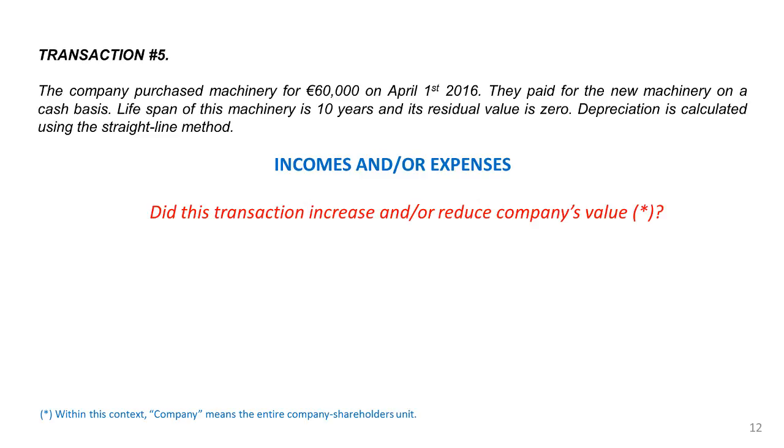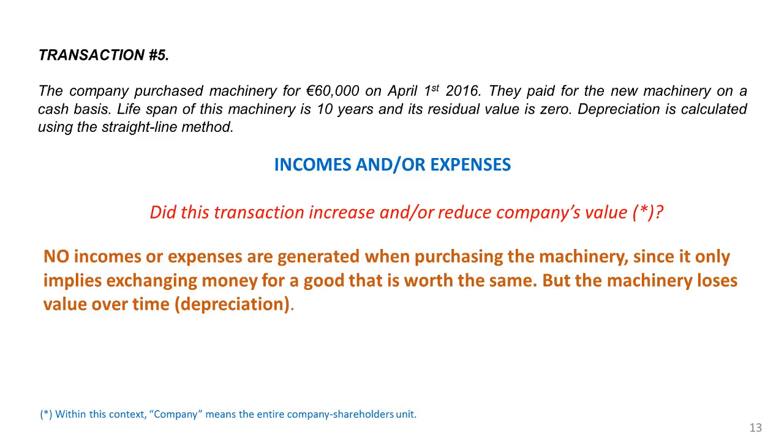As has been said several times, it's important not to forget that within this context, company means the entire company shareholders unit. Well, we can say that the mere act of purchasing the machine does not involve incomes or expenses. That's to say, purchasing a machine does not increase or reduce the value of the company. This is because, as with the purchase of raw material, by purchasing a machine, Copen does not become richer or poorer. Copen has only acquired a good that is worth the same that the money they paid for it.